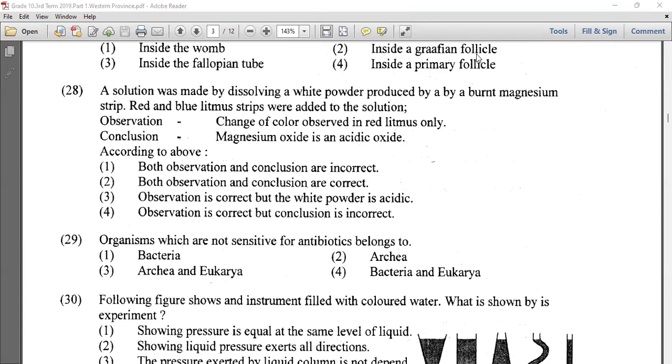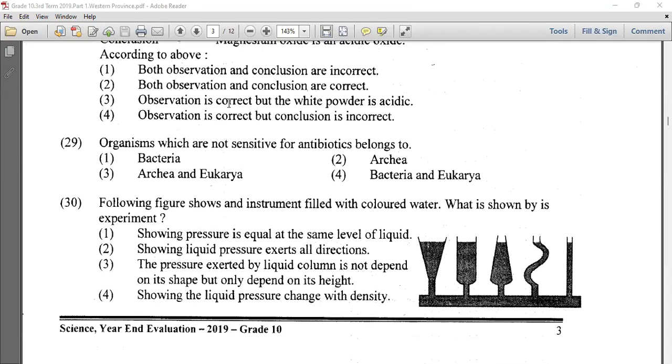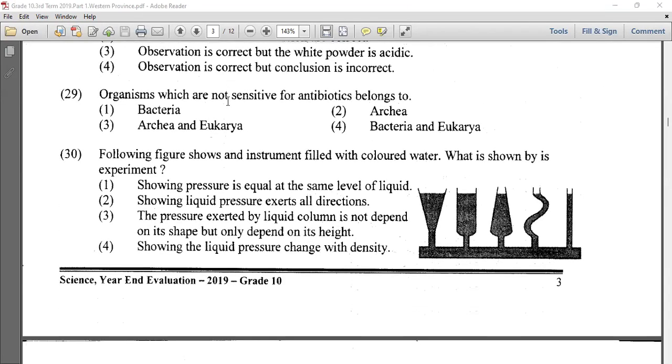Organisms which are not sensitive to antibiotics. You obviously know archaea are not sensitive to antibiotics, right? And even eukarya, now in your note it has indicated eukarya are not sensitive to antibiotics. Why? When you talk about eukarya, you have protista, fungi, animals, and plants. Out of them, you definitely know fungi are sensitive to antibiotics. Only fungi and bacteria can be treated with antibiotics.